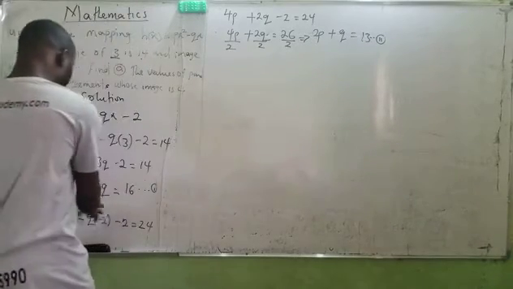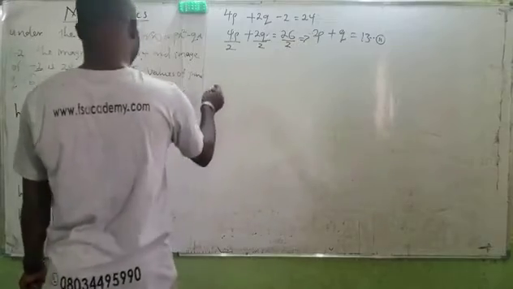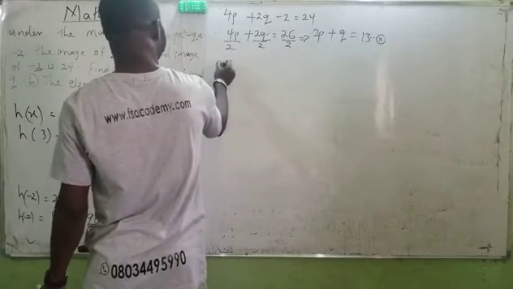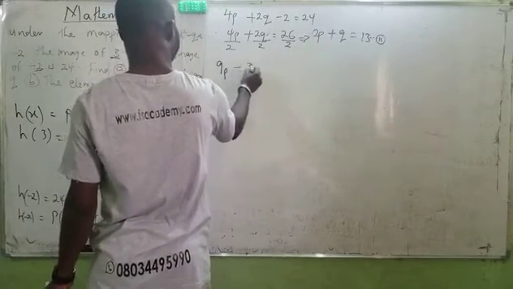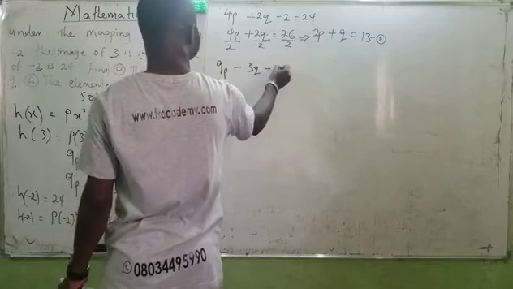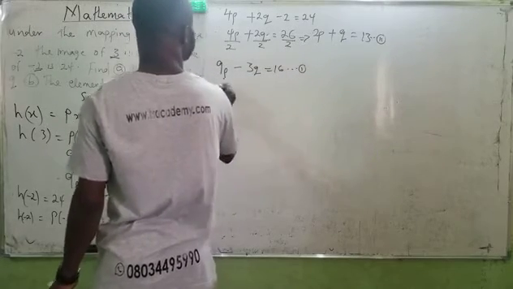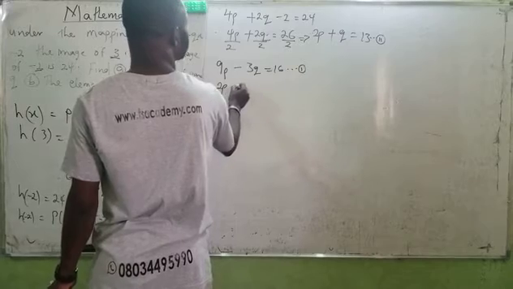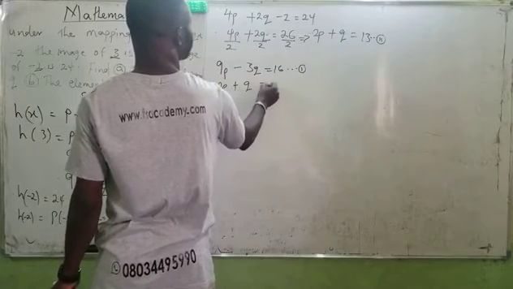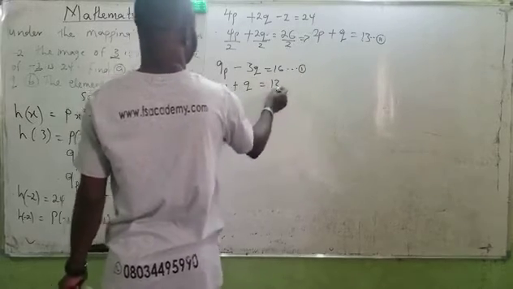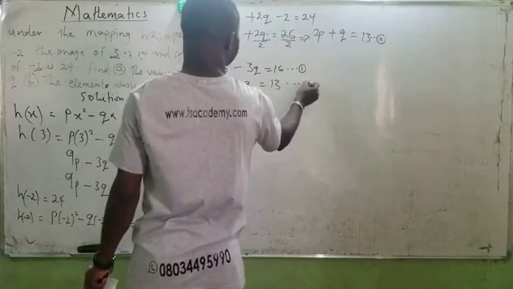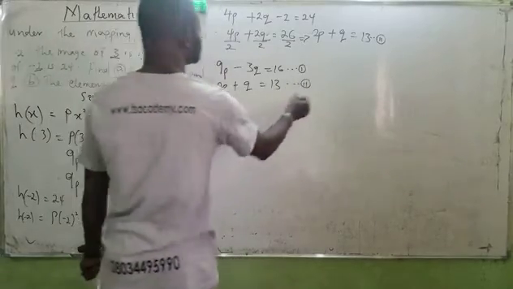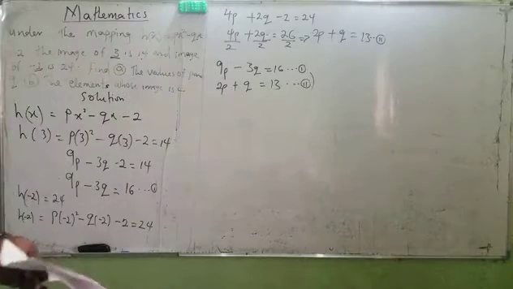Now, I just have this: 9p minus 3q equals 16, equation 1, and 2p plus q equals 13, equation 2. Now, what I just need to do, I will multiply equation.